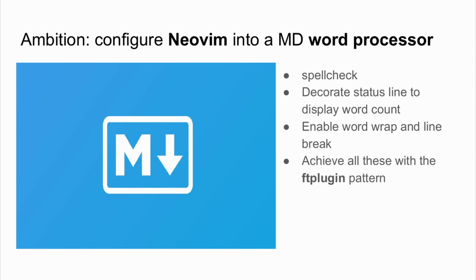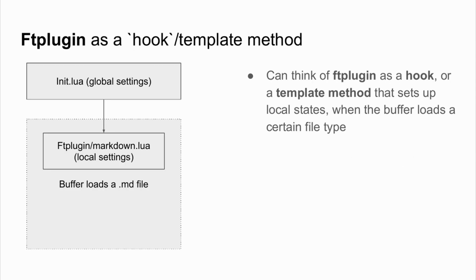To be more specific, we'll be looking at how to enable spellcheck, how to decorate the status line to display the word count of the file, how to configure word wrap and line break. And we do this all with the file type plugin pattern, which makes our Neovim config related code modular so we don't end up having a bloated init file.